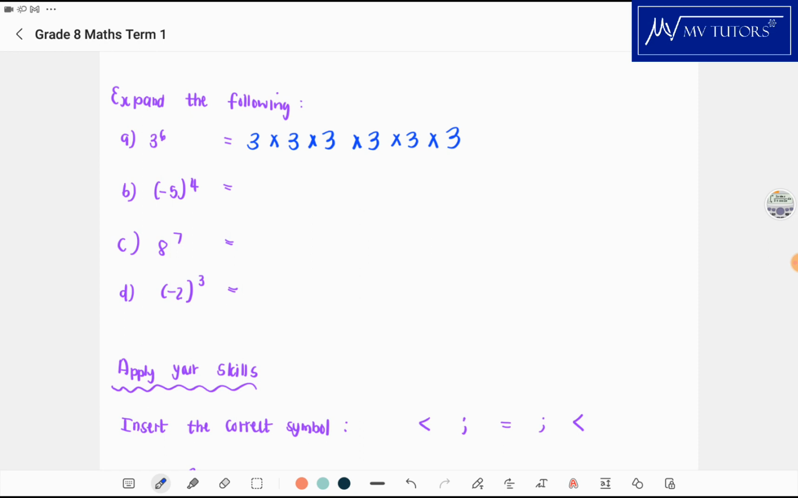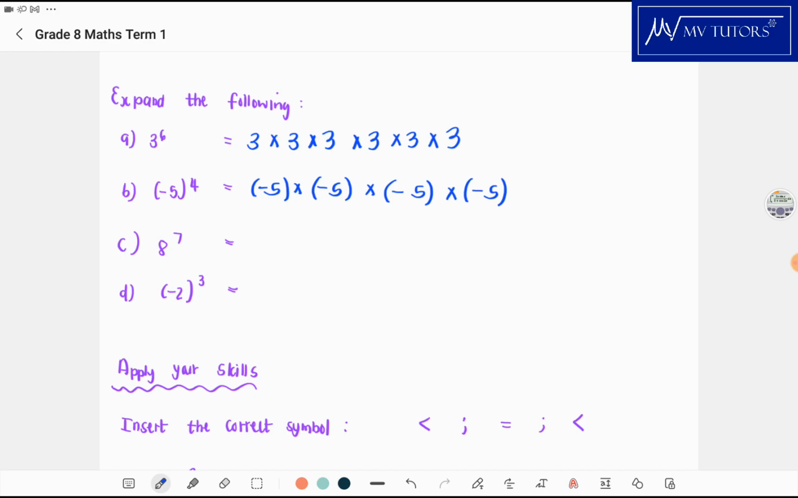That's not necessary. And then for B, we have the integer minus 5 and it's multiplied 4 times. So minus 5 times minus 5 times minus 5 times minus 5. If sometimes it confuses you to see a multiplication and a subtraction sign next to each other, you can always put it in brackets. Brackets are actually your best friend in maths.